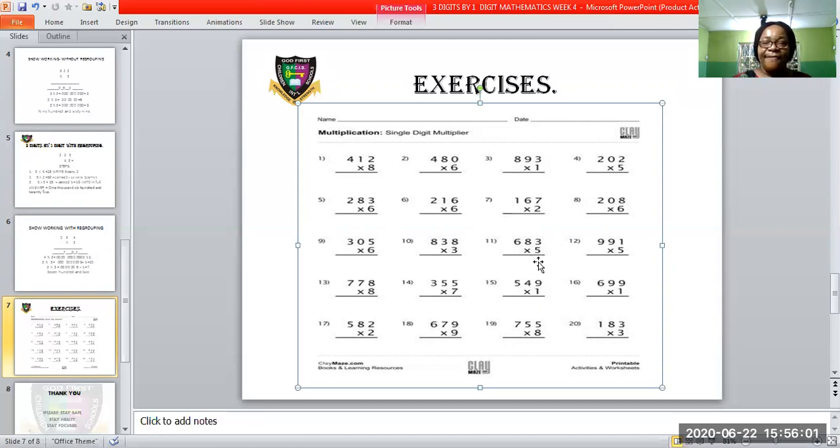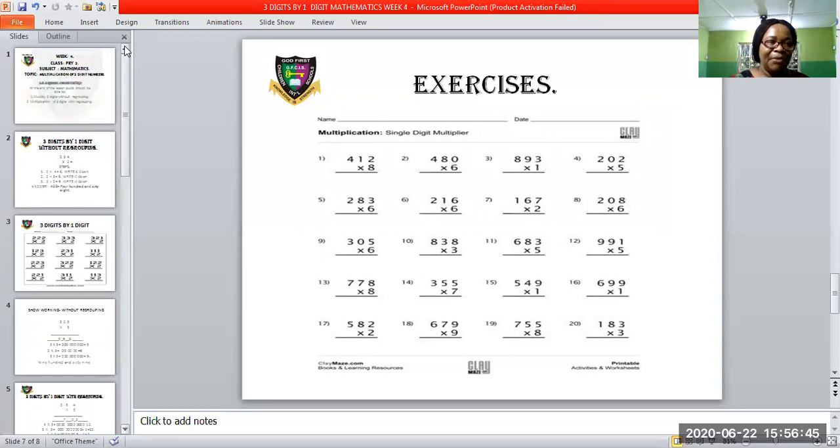683 times 5. 5 times 3 is 15. Write 5. Carry 1. 8 times 5 is 40, plus the carried 1 will give you 41. So you write 1. 5 times 6 is 30, plus the 4 that was carried will give you 34. And you have to write 34 in full because there is no carrying left to be done. Is that clear? Beautiful. Remember, always write your work, your figures or your answers also in words. Are we together?